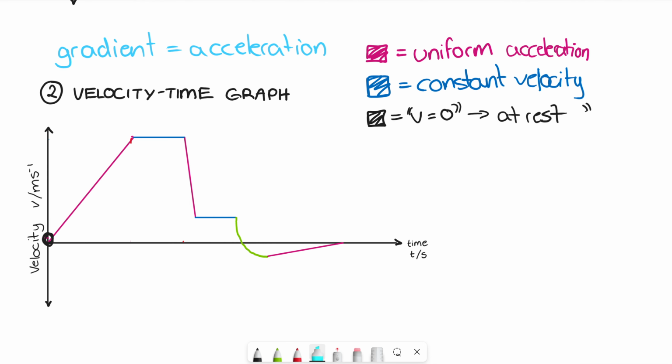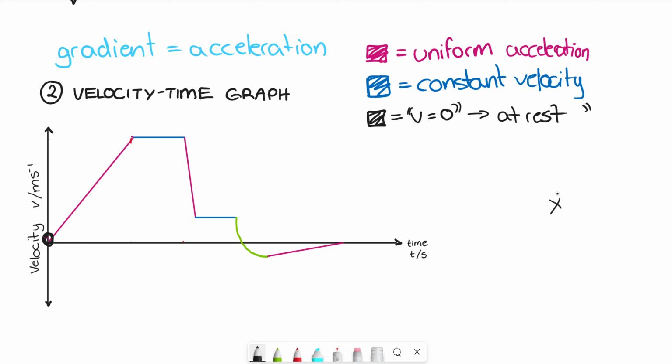Okay, now one thing you definitely need to be really careful of when you're doing area under the graph calculations for a velocity time graph is the difference between displacement and distance. Distance, if you've seen that in the last video, and if you haven't, go and watch that, is a scalar quantity, so we don't care about direction. However, displacement is a vector quantity.